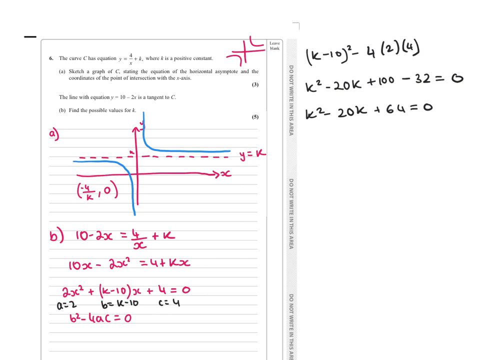Again, you can put this into your calculator, and we're going to get k equals 10 plus or minus 4 root 2. So it says find the possible values of k. Now for this we do not have an inequality, so the answer is k equals 10 plus or minus 4 root 2. So essentially if you wanted to, you could write k equals 10 plus 4 root 2, or k equals 10 minus 4 root 2.